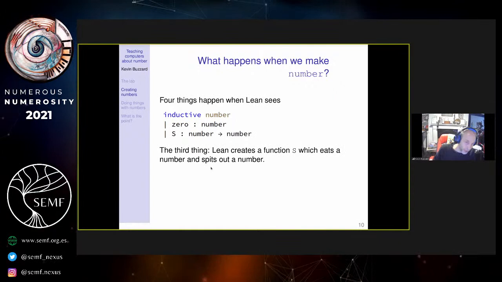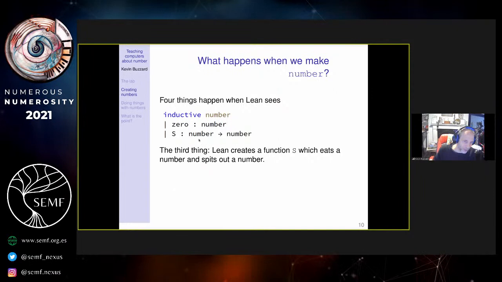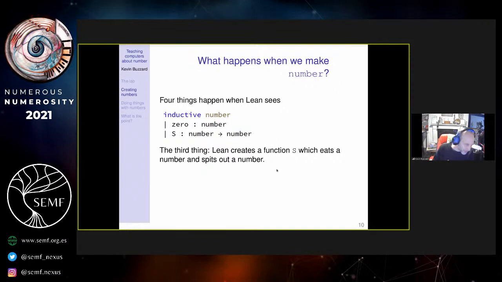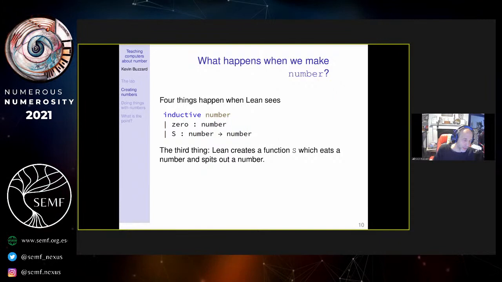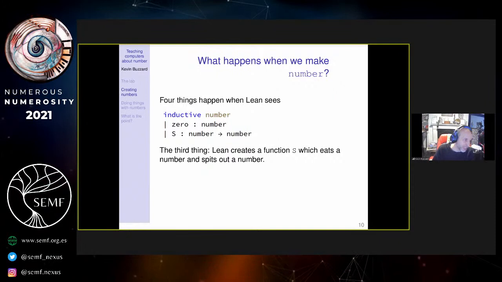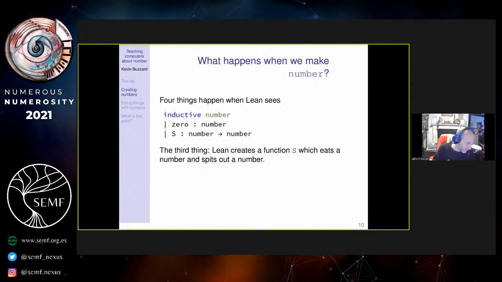Lean has created a function, and this function eats a number in and spits a number out. And our mental model of this is that S is spitting out the number after the number we put in. But you see, we never actually said that, right? Lean's internal representation of three is S of S of S of zero. Its internal representation is just some sort of tree, which says it's S of something, and the something is S of something, and the something is S of something, and the something is zero.